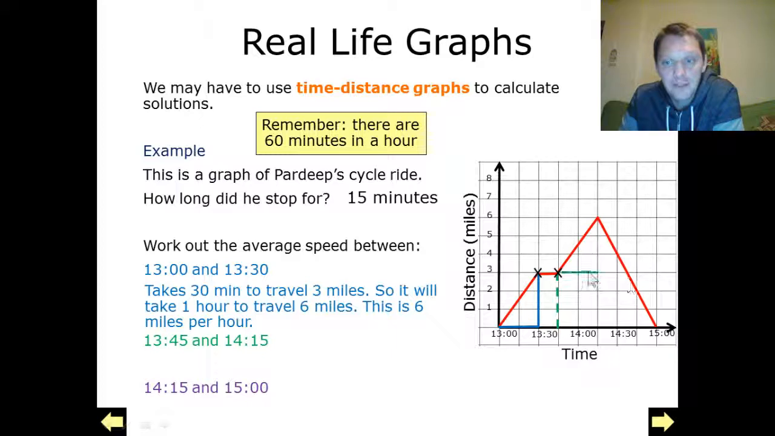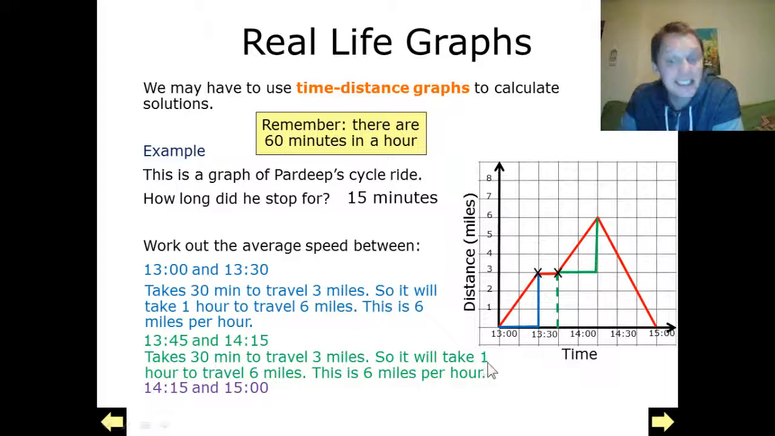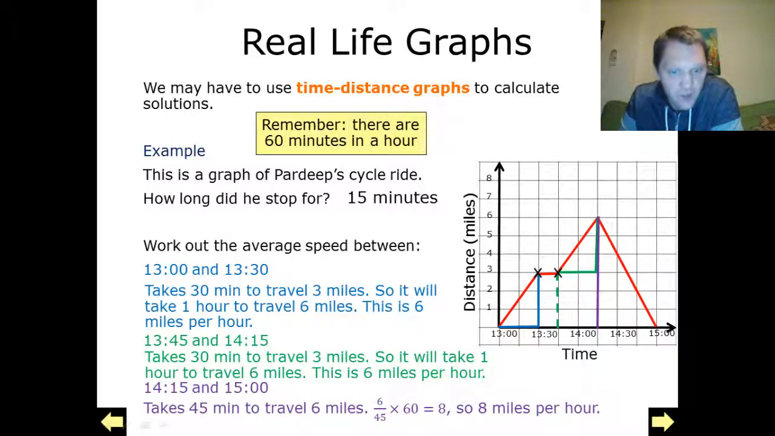For the second one, shown using the green line, this is the exact same solution, 6 miles per hour. Again, over the course of half an hour he's travelled 3 miles, so doubling this, over an hour he would travel 6 miles. For the very last one, it takes him 45 minutes to travel the 6 miles to get home. Therefore, if I put this into a fraction and multiply it by 60, the 60 minutes, we end up getting 8 miles per hour.